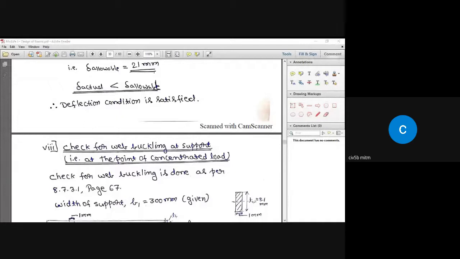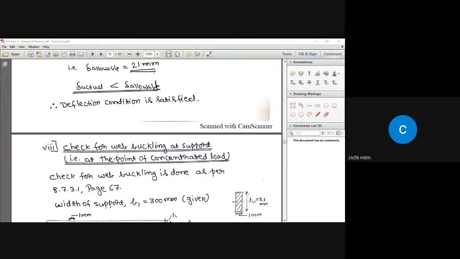The finishing load on the roof is 1 kilonewton per meter square, and live load is 2 kilonewton per meter square. Design the steel beam and apply all necessary checks on the design.